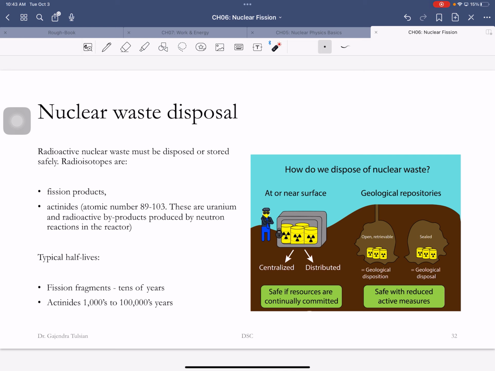So actinides: when the uranium absorbs neutrons, you make heavier nuclei that undergo fission. These heavier nuclei are from 89 to 103 atomic number. Only up to 92 are naturally occurring. So anything above 92 is man-made, and these are called actinides, and they can be radioactive for up to 100,000 years. You just bury them underground.